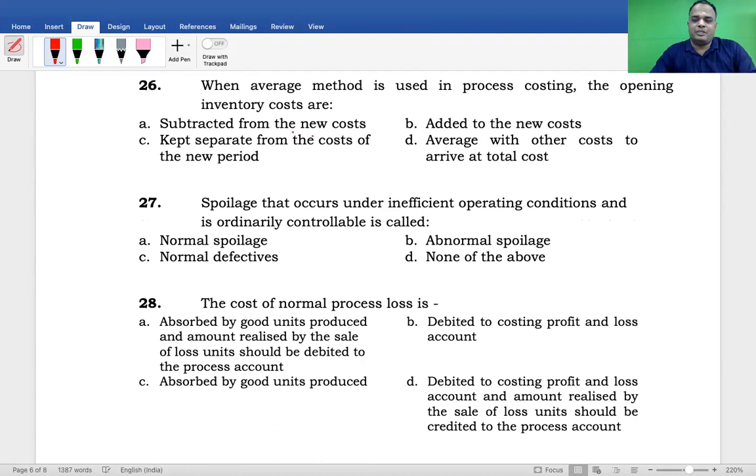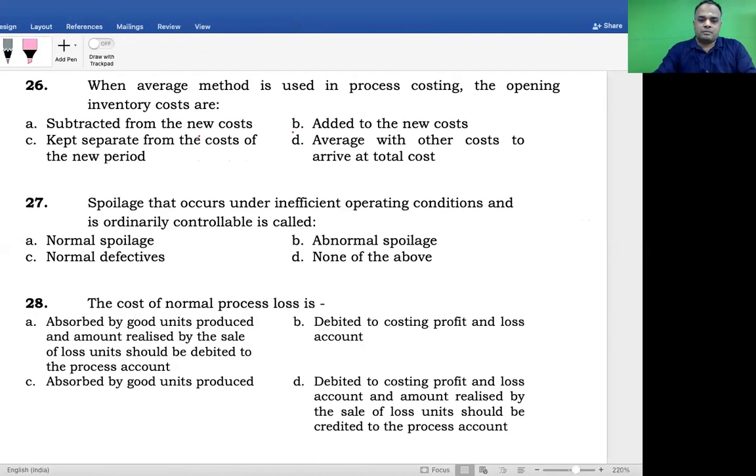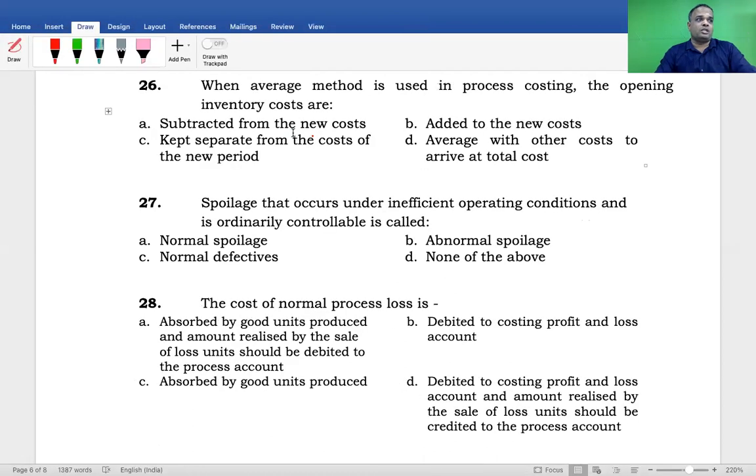When the average method is used in process costing, the opening inventory costs are not kept separately from the cost of the new period; they are averaged with the other cost to arrive at the total cost. Correct? Refer to the procedure to solve the problem.